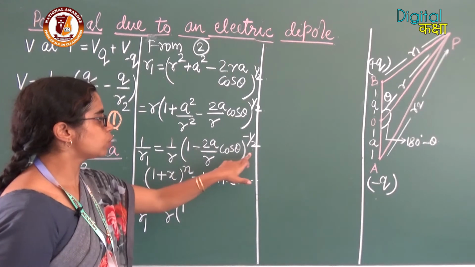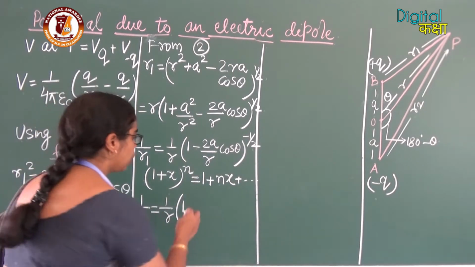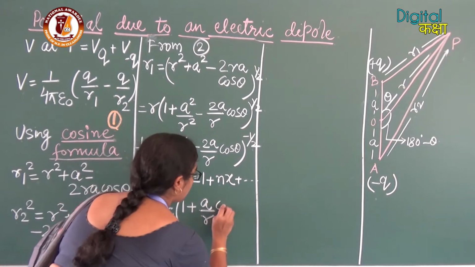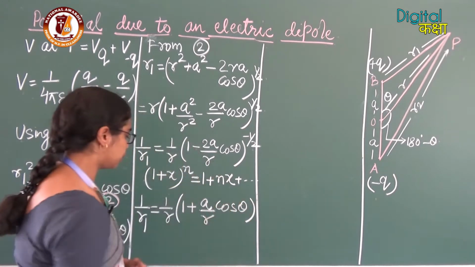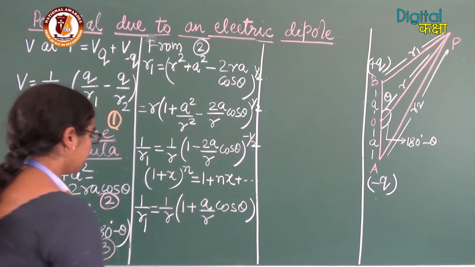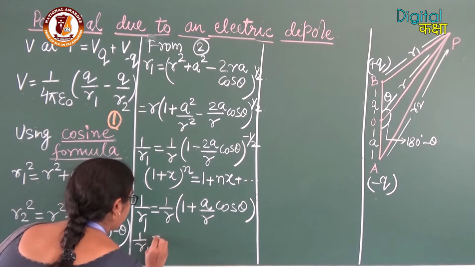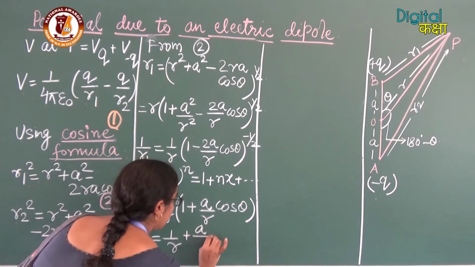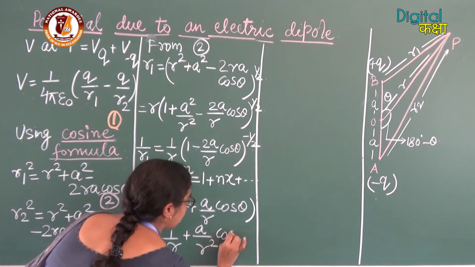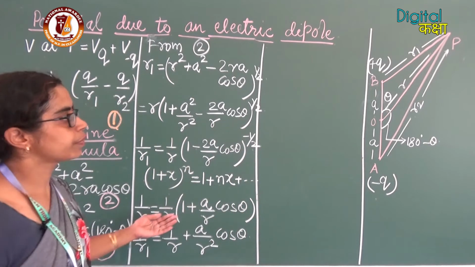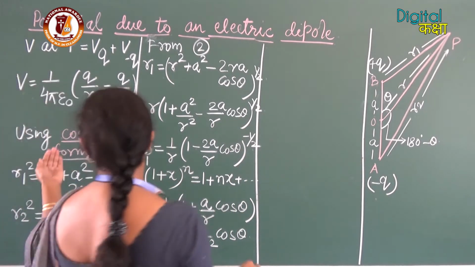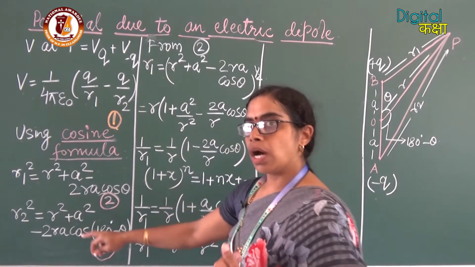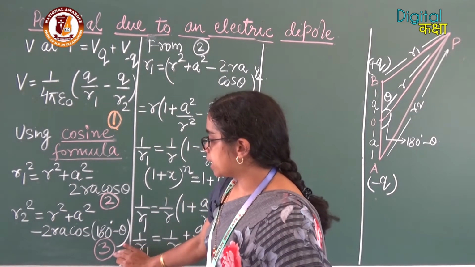So both these 2's will be cancelling out each other. So ultimately I will be getting plus A upon R cos theta. So this way, the value of 1 upon R1 is equal to 1 upon R plus A upon R square cos theta.